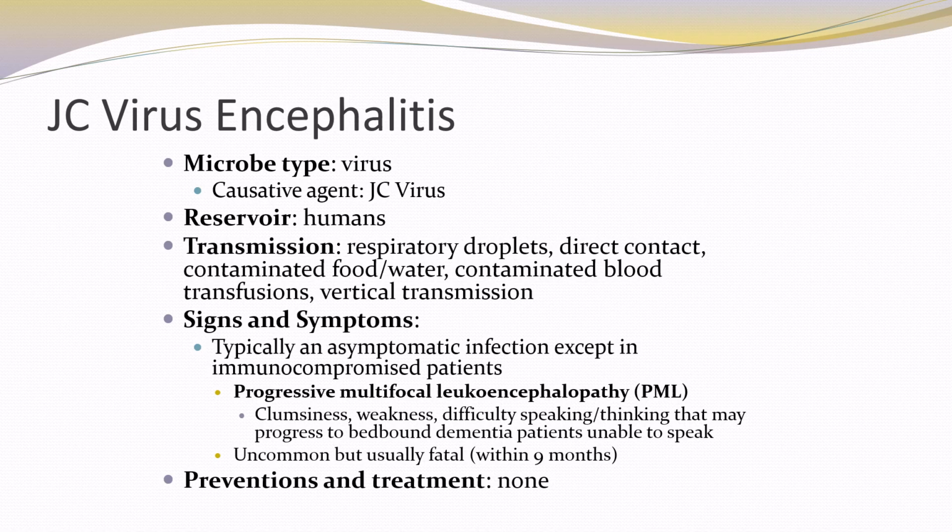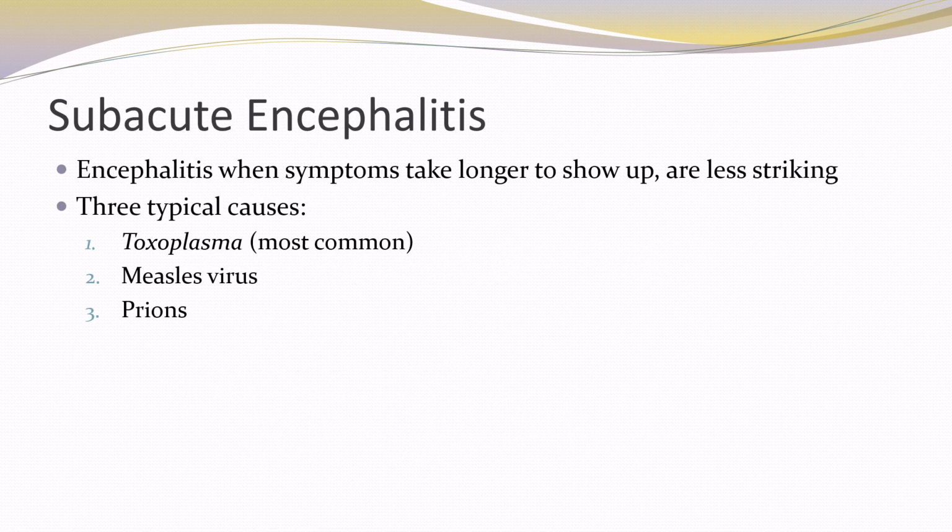So for prevention and treatment, unfortunately, there is none. There is a vaccine in the works. Unfortunately, it's nowhere near human trials as of the moment when I am making this lecture in 2025. But who knows? Maybe in upcoming years that information will change. Hopefully, fingers crossed. All right, moving into subacute encephalitis.